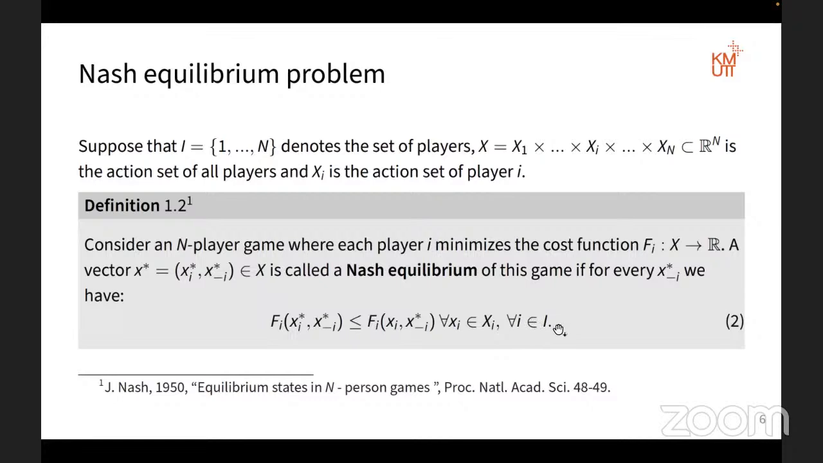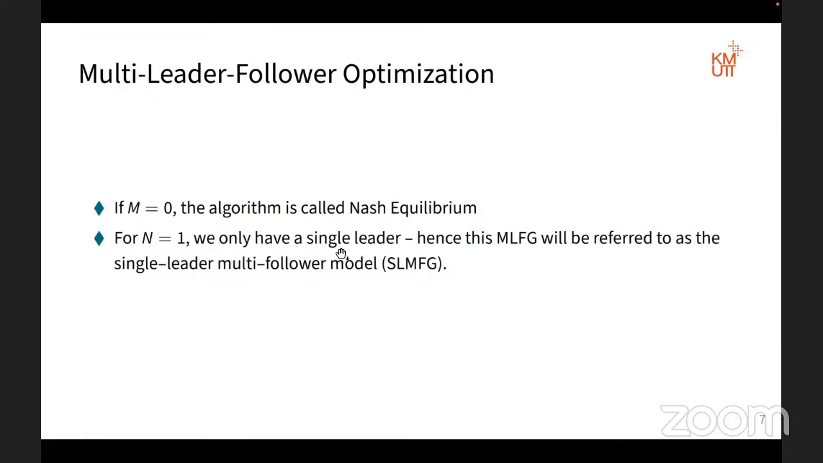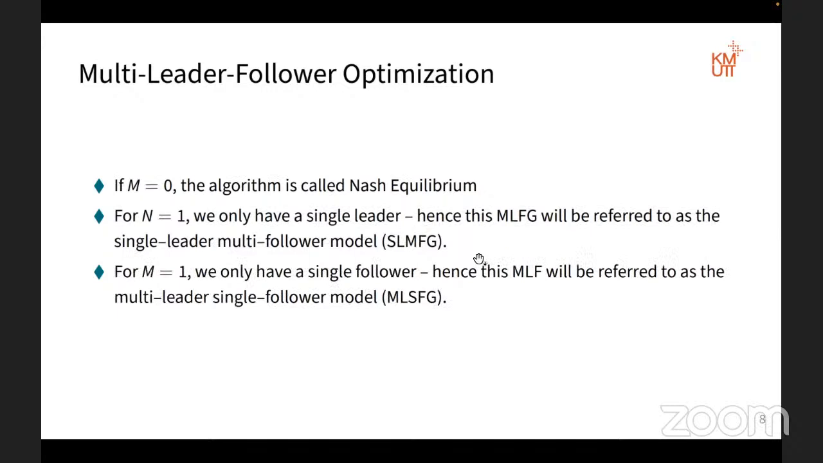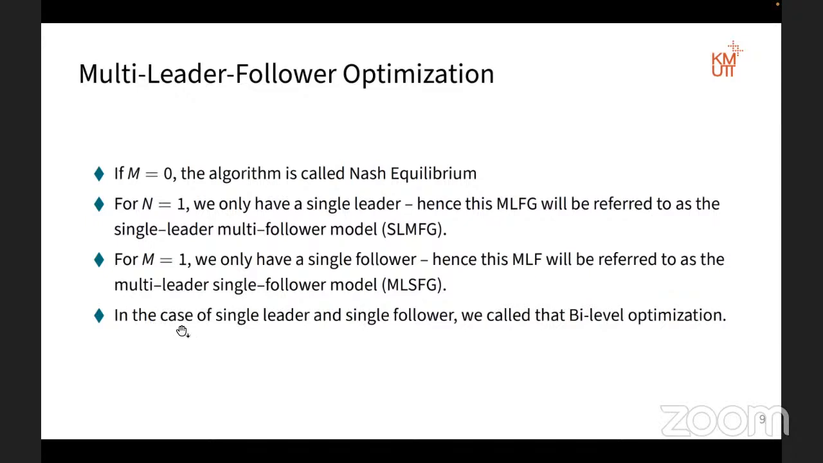In another case, for n equal to 1, we call that the single leader and multi-follower. If m equal to 1, we call that the multi-leader and single follower. And if we have m equal to 1 and n equal to 1, we call that a single leader and single follower, and you can call it a bilevel optimization.